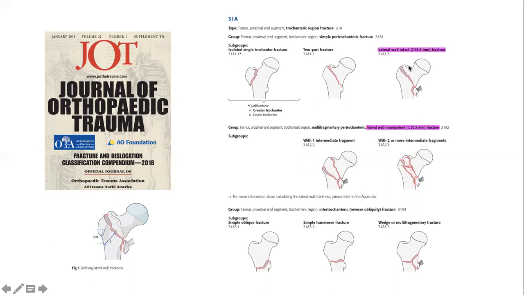They are saying now that if our lateral wall thickness is more than 20.5 millimeters, it should be classified as stable. And if a fracture pattern has a lateral wall of less than 20.5 millimeters, the fracture should be considered unstable.